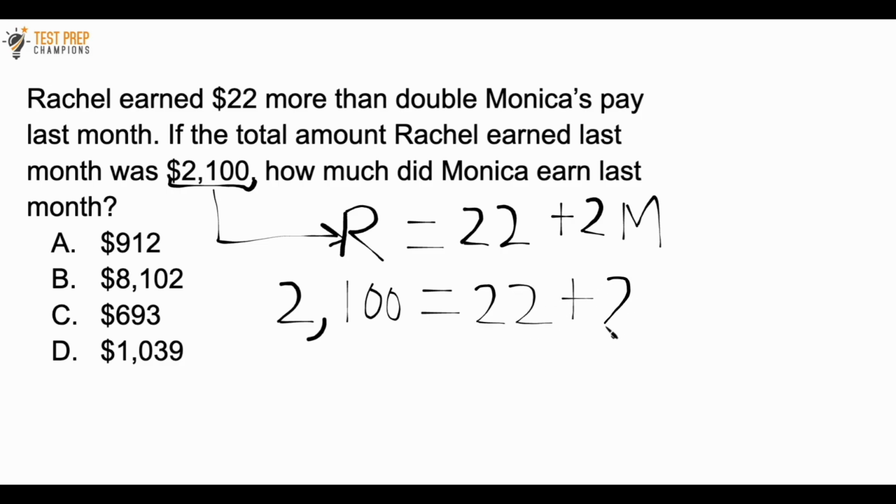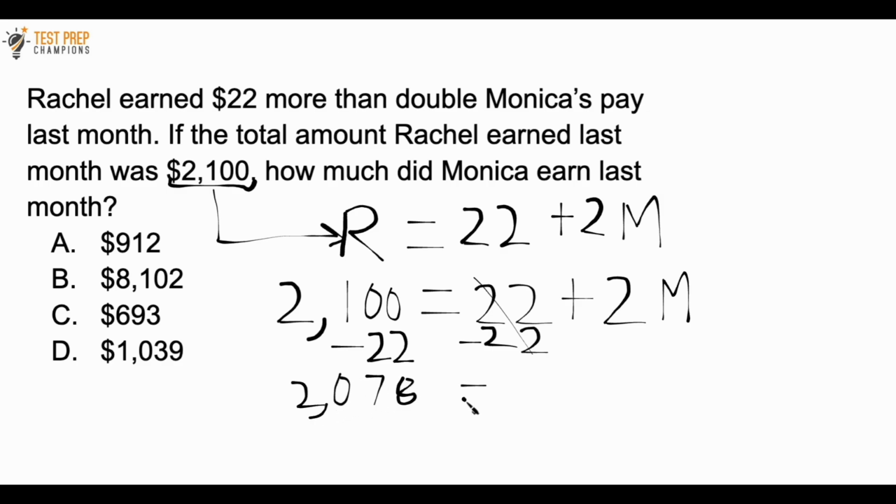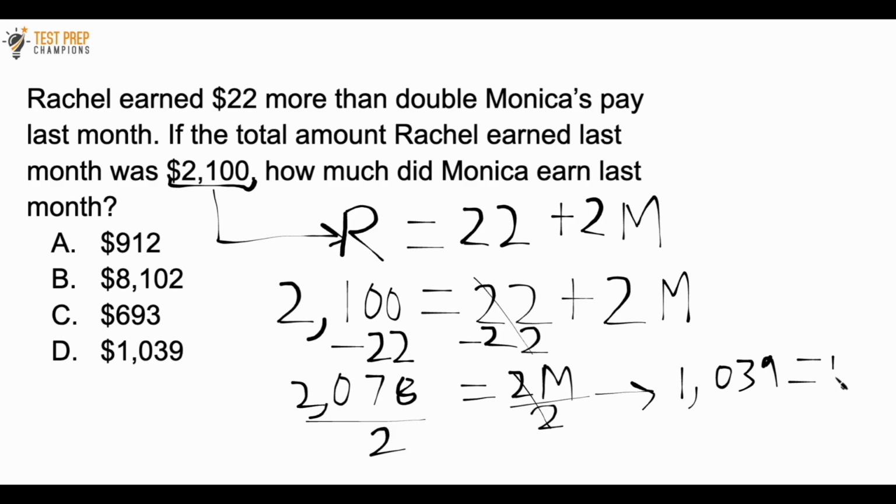And the name of the game here is to get the m by itself. So to do that, I'm going to start by subtracting 22 from both sides. So if I do 2,100 minus 22, I get 2,078. So when I rewrite this, I'll have 2,078 equals 2m. So now what I want to do is divide by 2 on both sides here. And when I do that, I see that m equals 1,039. So the correct answer here is D.